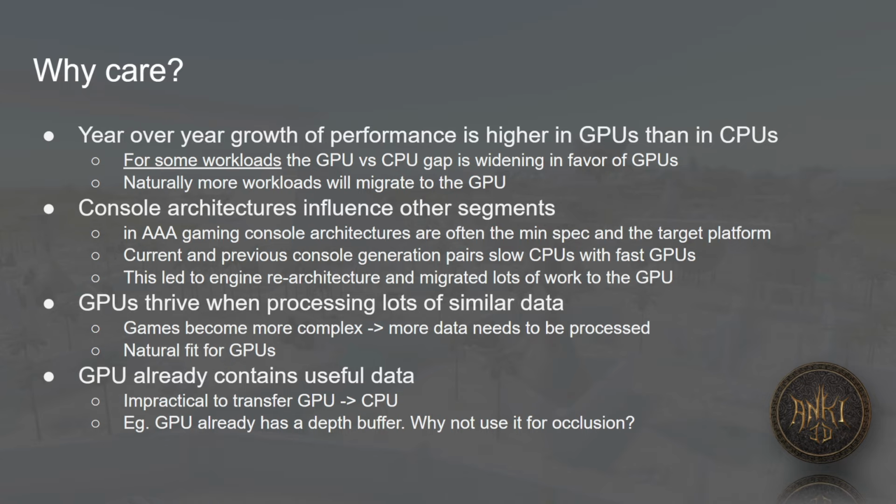Last reason is that often GPUs contain data that we can use for various operations. The best example is the depth buffer, which can be used for occlusion culling. So instead of transferring it to the CPU so we can do the occlusion culling there, which might be wasteful, we can keep it in the GPU and do the culling there.